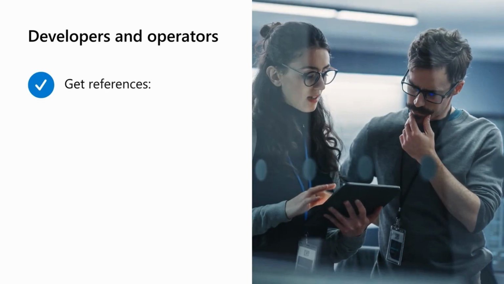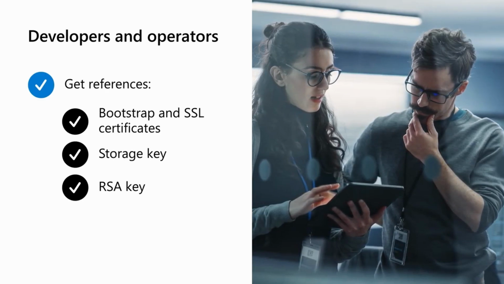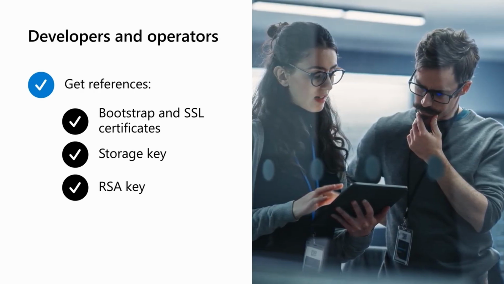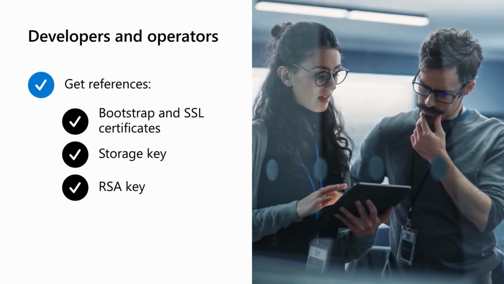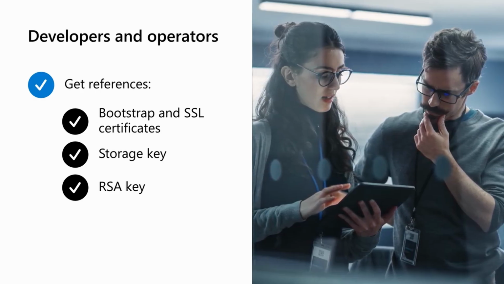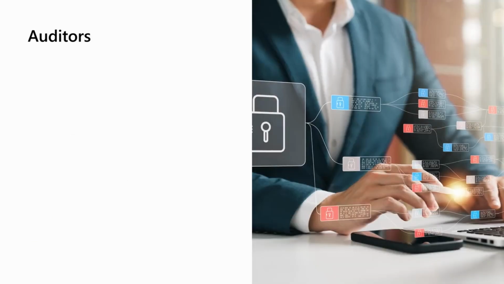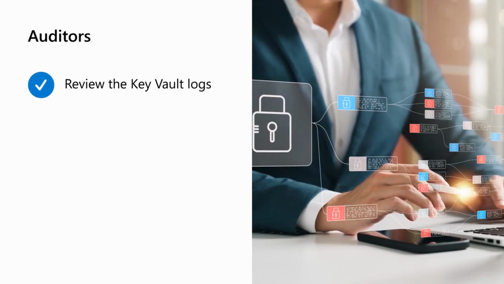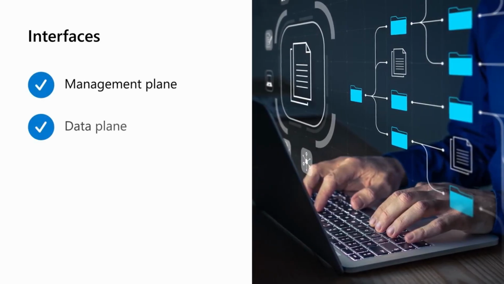Developers and operators get references from the security team for the Bootstrap and SSL certificates, storage key, and RSA key for signing. These references include thumbprints for certificates, a secret uniform resource identifier, also called URI, for the storage key, and a key URI for the RSA key. Also, they develop and deploy the application to access keys and secrets programmatically. Auditors review the Key Vault logs to confirm the proper use of keys and secrets and compliance with data security standards. Two interfaces control the Key Vault access, the management and data planes.